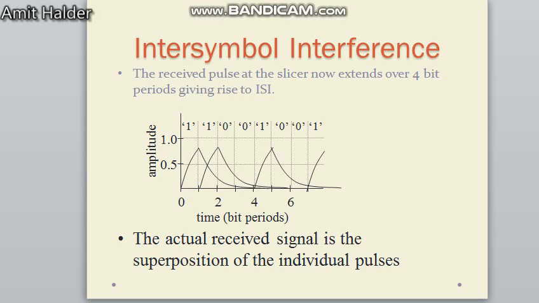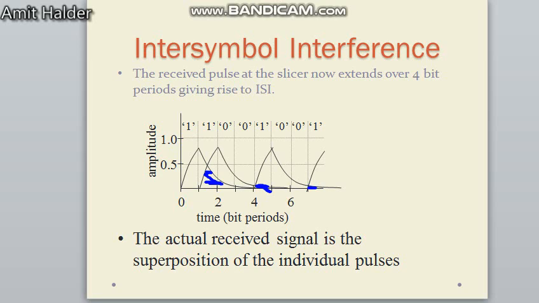So continuing with intersymbol interference, you can see some symbols that have been marked as 1 and 0. The received pulse at the slicer now extends to about 4-bit periods. So if the 4 bits overlap each other, here you can see there is an overlap, there is an overlap here, and there is an overlap here. These are what is known as intersymbol interference.